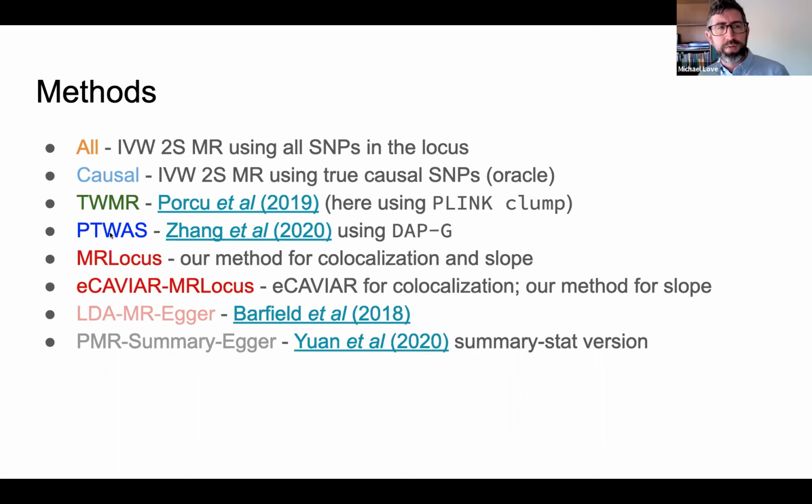And then these are competitor methods, so TWMR, PTWAS, and this is the upstream method for identifying independent signals or nearly independent signals in the case of clumping. Our method, both for co-localization and slope estimation, our method with eCAVIAR for co-localization, and we're just using the slope estimation model. And then two other methods, LD-MR Egger and PMR-Summary Egger. I know there are probably even more methods. This was at the time when we began writing, these were the best. These were the ones that we were aware of.